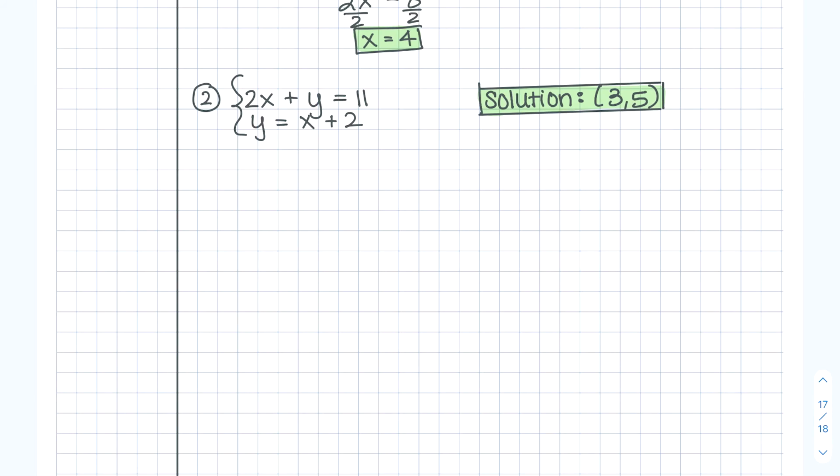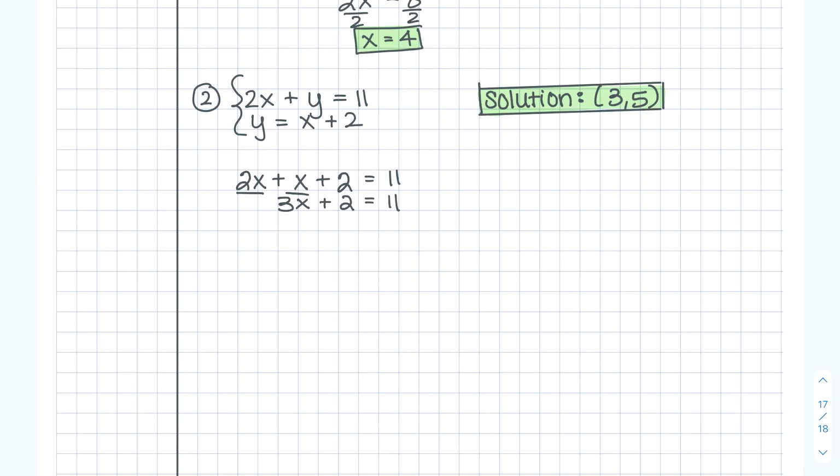The solution that you should have gotten for your second practice problem is (3, 5). If you need help going over it, the first thing I did was take the value of y and substitute it in where I saw y. So I would have rewritten my equation as 2x plus x plus 2 equals 11. Then I combine like terms, which gives me 3x plus 2 equals 11.